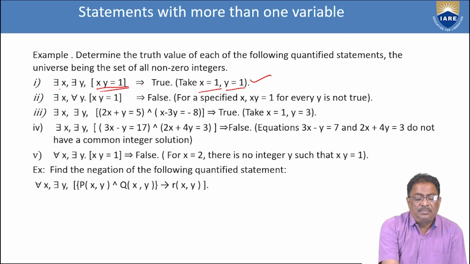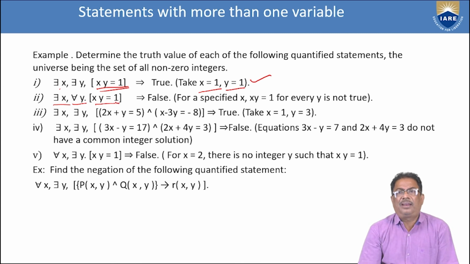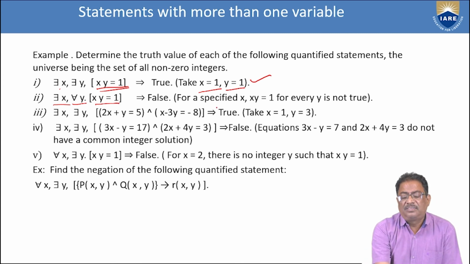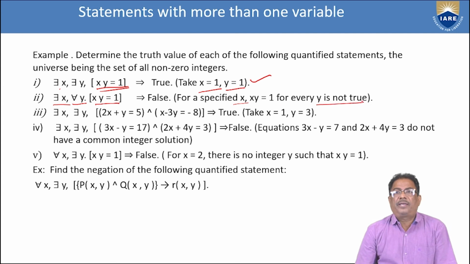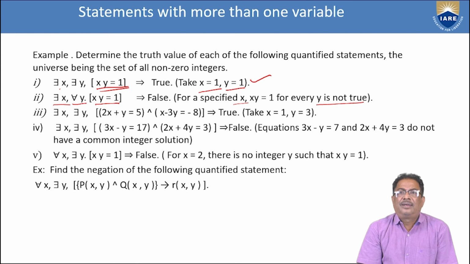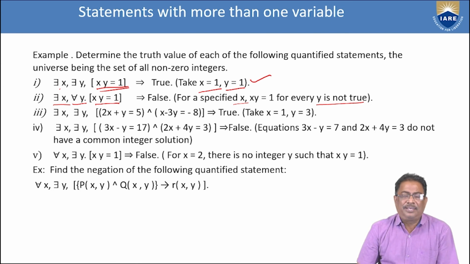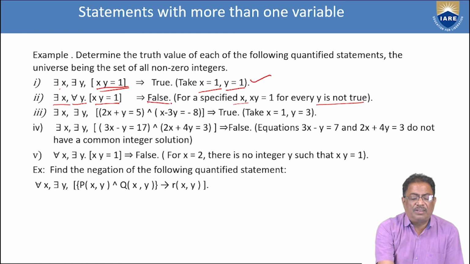And the next one: there exists x for every y, xy is equal to 1. Similarly, see here, this is false. It is specified for every y, xy is equal to 1, which is not true. If I take y is equal to 2, then 2 into 1, I am not getting 1. So this is obviously false.